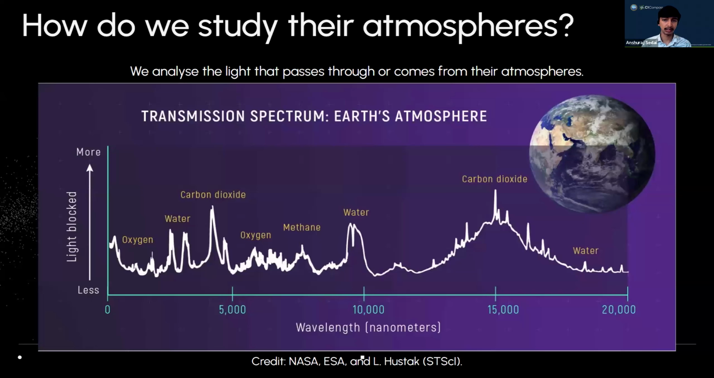and this is what it looks like for the Earth's atmosphere. We have the wavelength on the x-axis and the amount of light blocked on the y-axis. For Earth, we see different chemical abundances at different wavelengths, and this is how we try to figure out what's in other planets' atmospheres as well. So how do we gain insights from this, and what is the main challenge behind doing this?